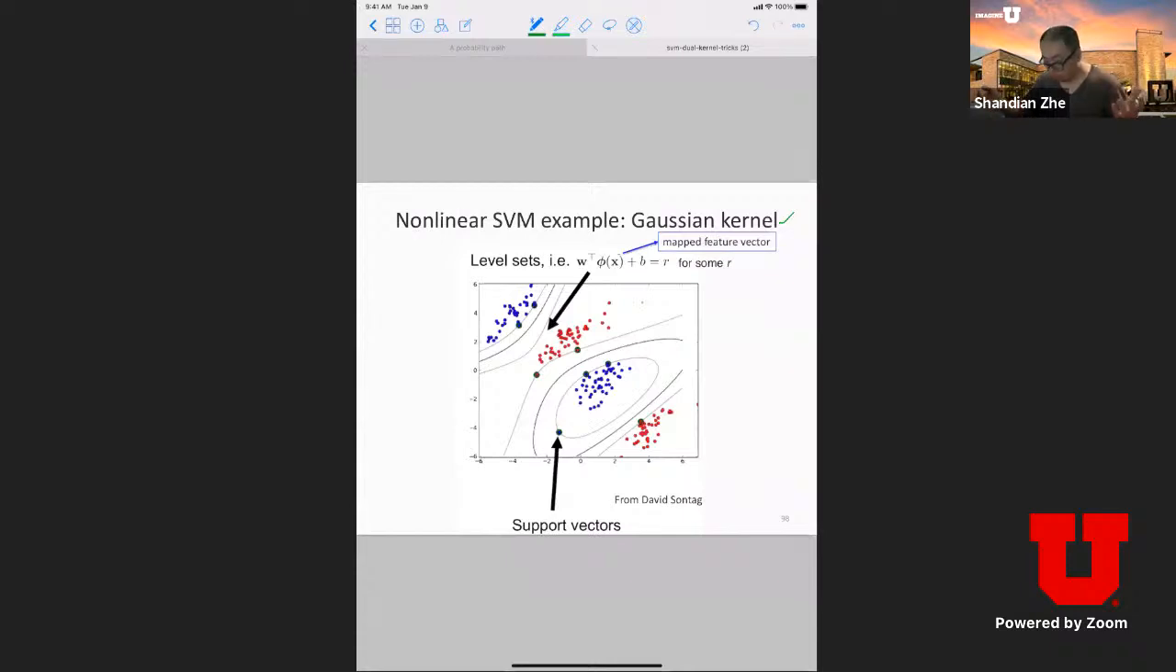We can consider the blue dots as negative examples and red dots as positive examples. Whatever, it doesn't matter, right? So those circle dots are the support vectors. Of course, we look at them in the original input space rather than in the infinite dimensional space that the Gaussian kernel corresponds to.